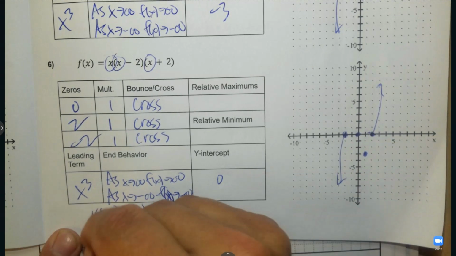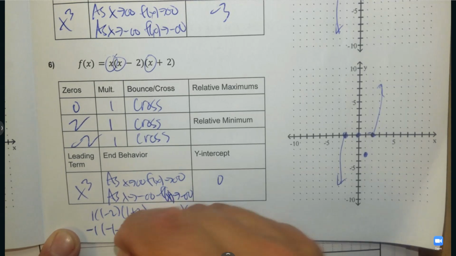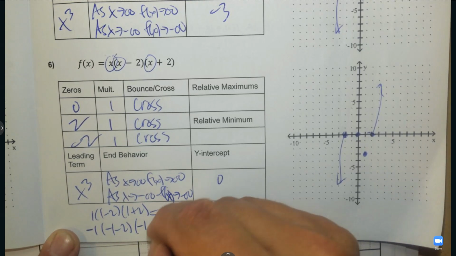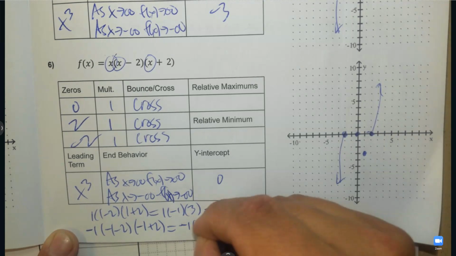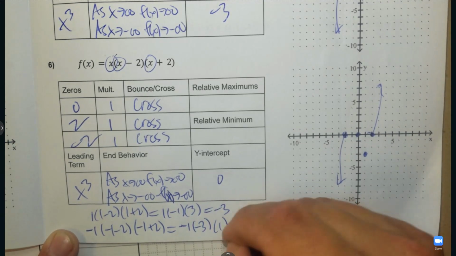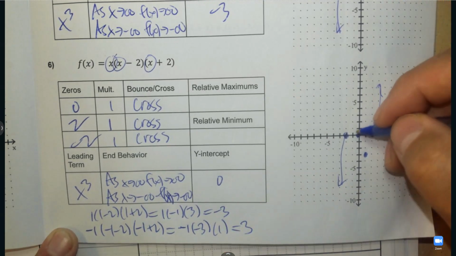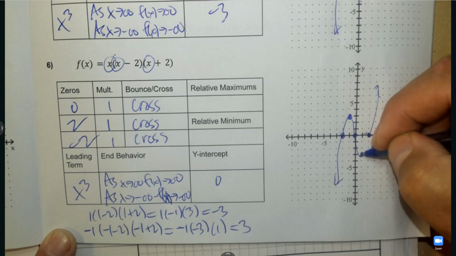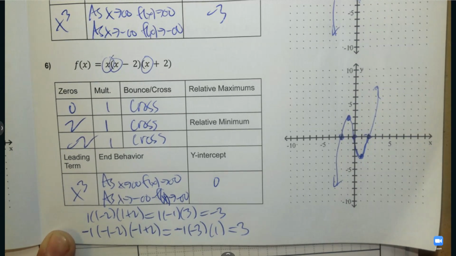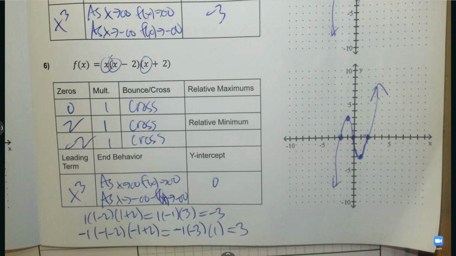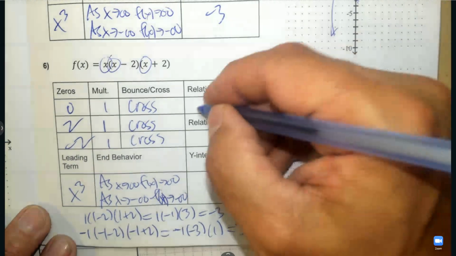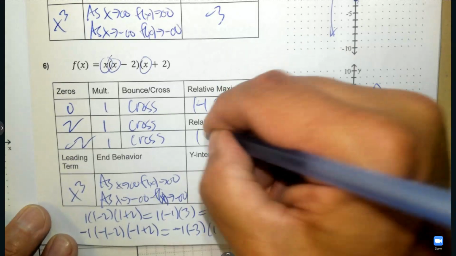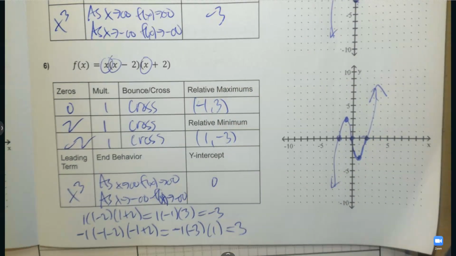I'm going to do the same thing with negative 1. That gives me negative 1 times negative 3 times 1. And negative times the negative is positive 3. So now we have the points to connect and curve and turn. And there's our graph. So we have a maximum at negative 1, 3. And we have a minimum at positive 1, negative 3.